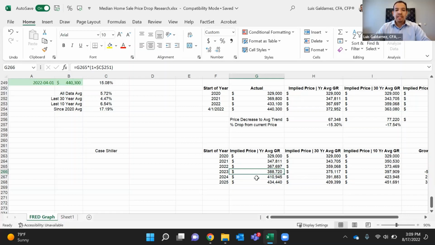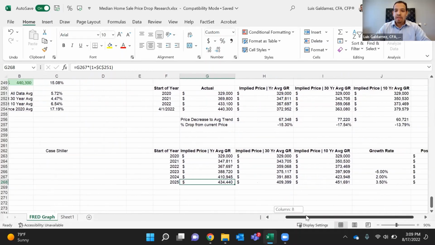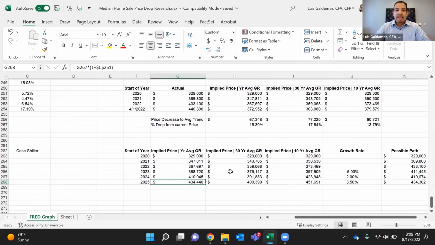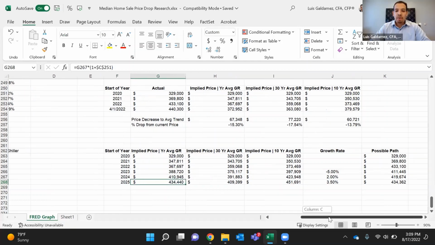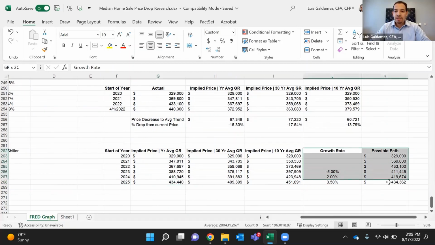Now, if we continue the start of 2024 at that same long-term trend of 5.72%, we should be at 410,900. And then by 2025, you grow that by 5.72% again, you're at 434,000, right? And so what I'm going to do is compare that, and this is the long-term trend, right? And so what I'm going to do is, how do we get to the long-term trend by 2025? And so now what we're going to do is go to the actual here, right? And I'm going to create a path.